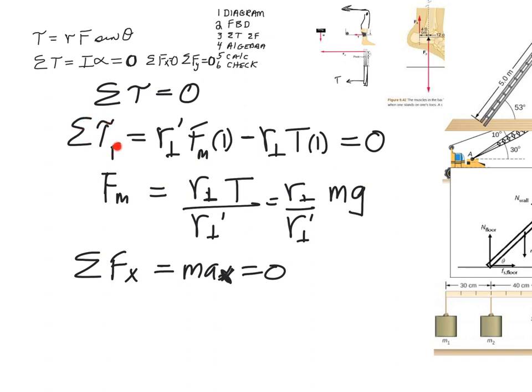So there are the torques, and I'm calculating the torques about the pivot. And you see there are two of them. There's a positive one, and I'm using the symbols from the diagram, the R perpendicular prime times the force of the muscle. There's the sine of 90 degrees, which is 1. And here's the negative torque. Okay. And I set them equal to 0.